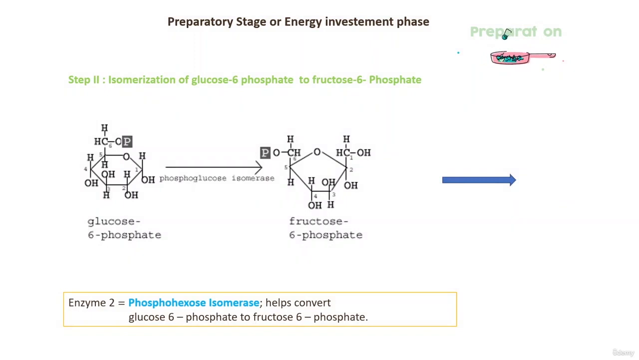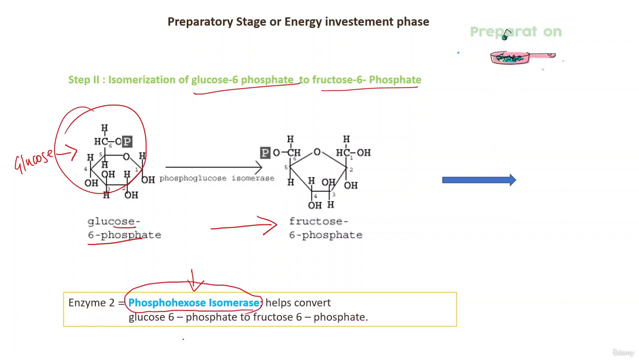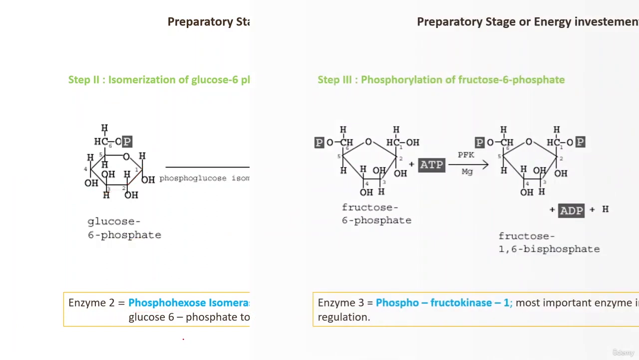The second reaction is isomerization of glucose 6 phosphate to fructose 6 phosphate. So, from glucose to glucose 6 phosphate, and from glucose 6 phosphate to fructose 6 phosphate. Here the enzyme phosphohexose isomerase has been used. Okay, this is the second step.